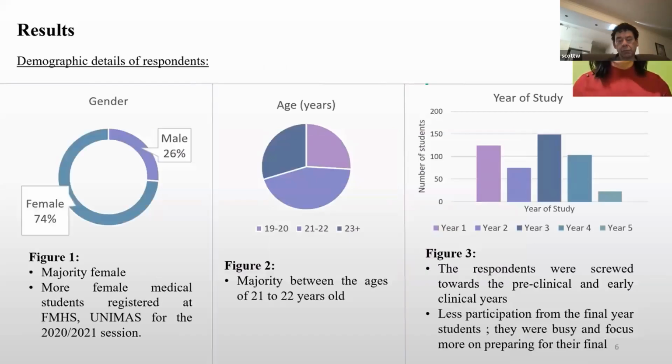Alright, so we're moving on to our results. The majority of our respondents are female compared to male, and they are aged between 21 to 22 years old. As you can see in the graph, the majority of our respondents are from the preclinical and early clinical years, which is year 3 and year 4.